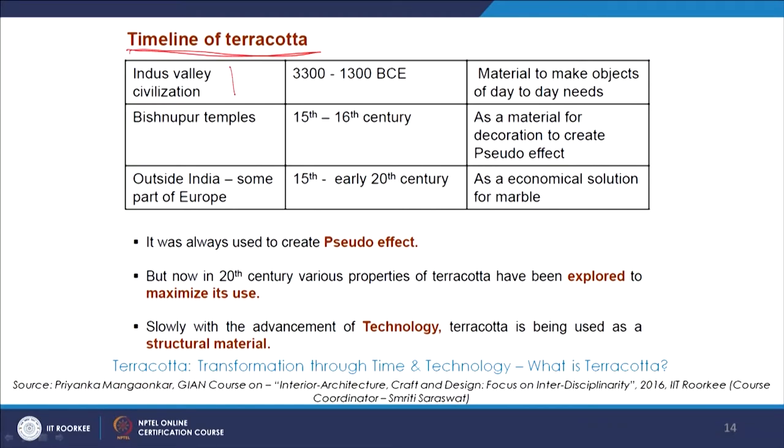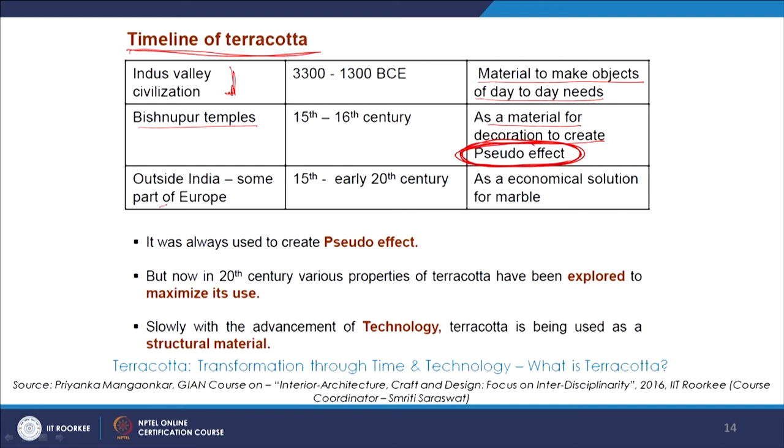So from the Indus Valley civilization, starting from there, we see terracotta being used as a material to make objects of day to day needs. Then we see a lot of elaborate application of terracotta in Vishnupur temples, which have been extensively studied, documented and archived. We see terracotta used as a material for decoration to create a pseudo effect, an effect which is not there originally, but is being created through a material.